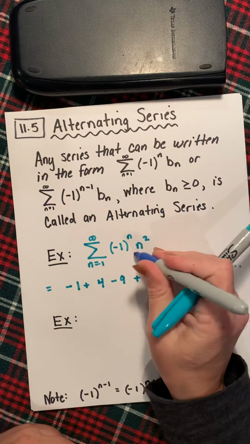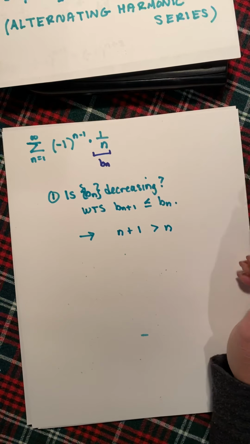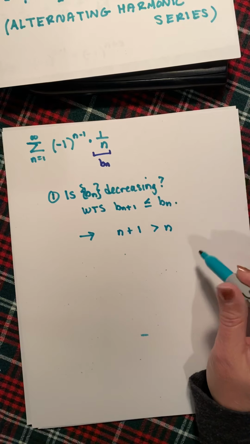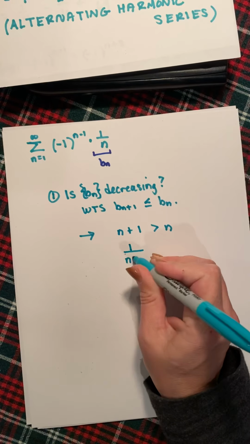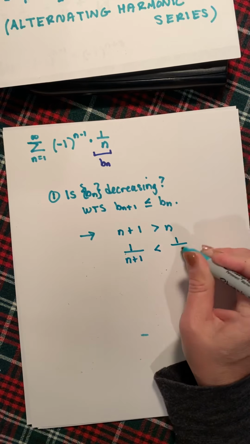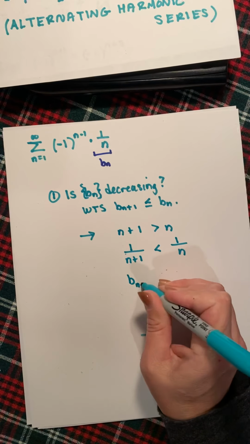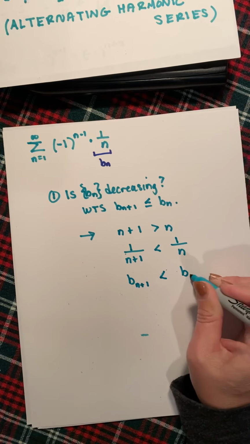So is the corresponding sequence decreasing? We want to show that Bn plus 1 is less than or equal to Bn. Well, that's pretty easy for the harmonic series, because n plus 1 is definitely bigger than n for any value of n. If we take any value of n and add 1 to it, it's going to be larger than itself. So then we use the property of reciprocals, so 1 over n plus 1 is clearly less than 1 over n. So this would be the n plus 1th term, which is less than the nth term.